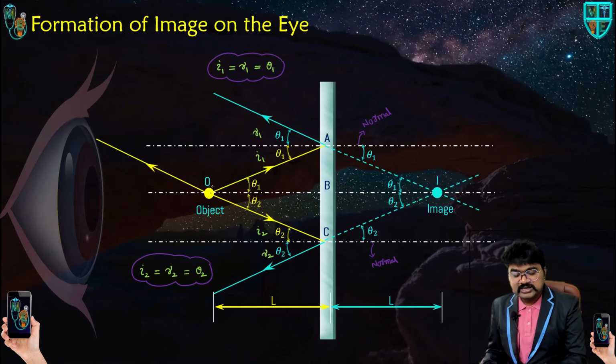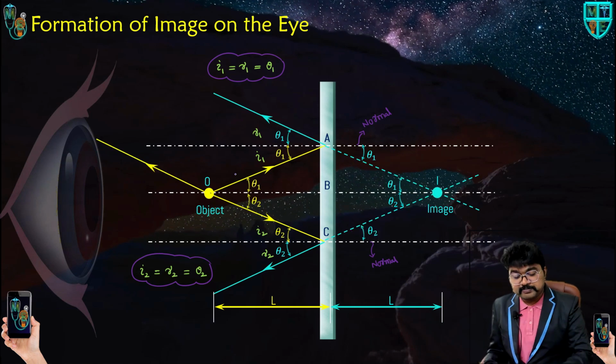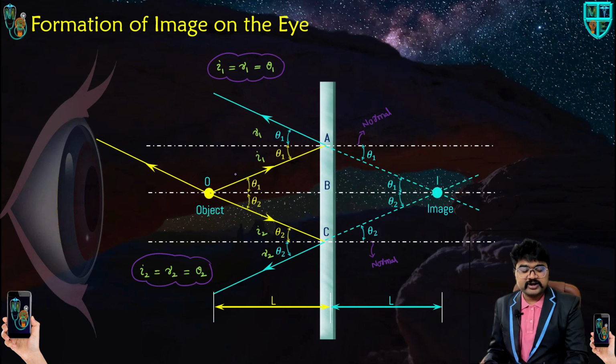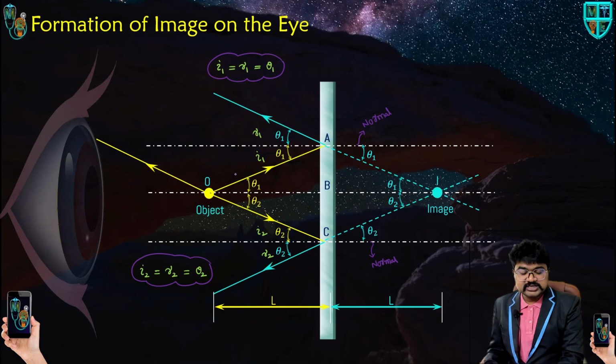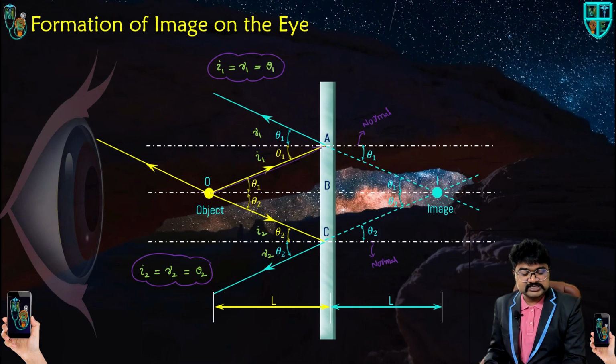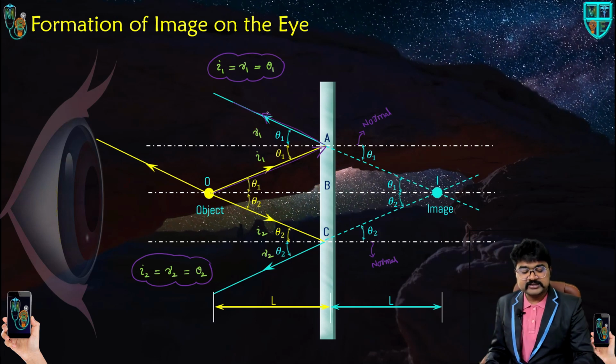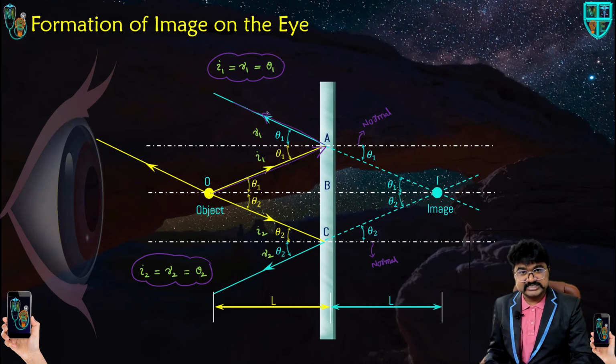So rays are coming from the object and are incident on the mirror. With reference to the mirror, this is the incident ray, and this would be the reflected ray at this point of incidence.